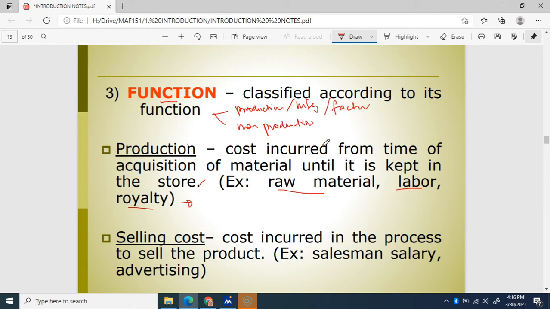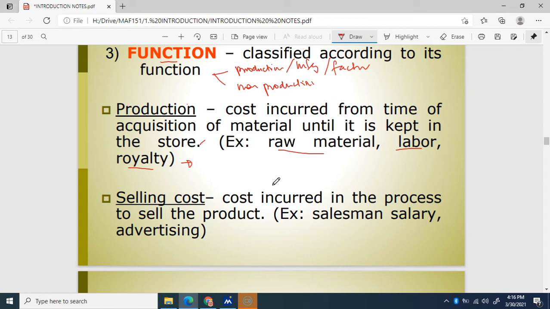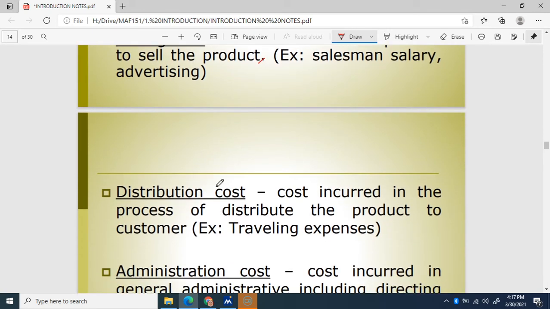While non-manufacturing we can consider as other than production, such as selling. Selling is non-production: the cost incurred in the process of selling the product. Examples are salesman salary and advertising. Then distribution cost is also non-manufacturing. After you sell, you have to distribute to your customers. Distribution costs are incurred in the process of distributing the product to the customers. Examples are traveling expenses and depreciation of delivery van.